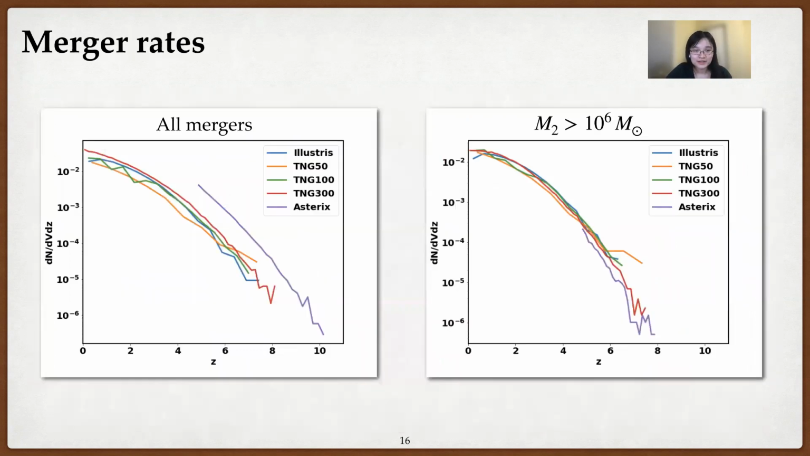Here are the summary statistics of the black hole merger rate in Asterix as a function of redshift. The purple line on the left accounts for all the merger events, while the line on the right only includes mergers with more massive black holes above 10 to the 6, which gives a prediction orders of magnitude lower. In Collin's talk, he will present in more detail and give direct predictions of black hole mergers within the LISA sensitivity.